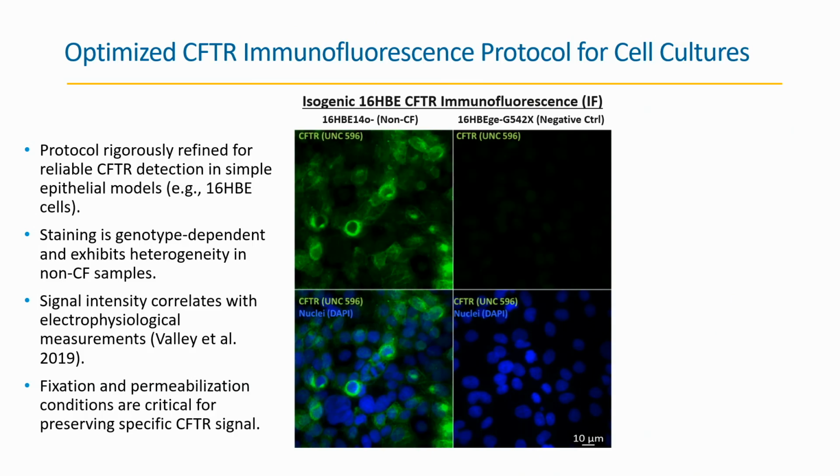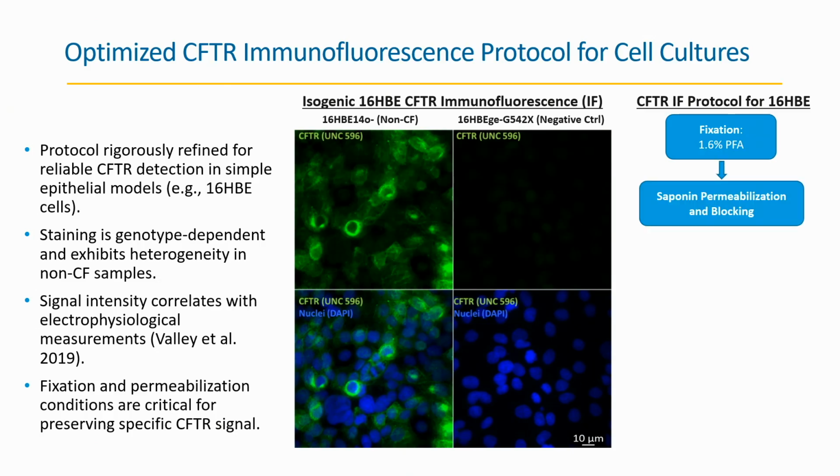To achieve this result here, we first began with a 1.6% paraformaldehyde fixation, followed by a permeabilization with saponin. It's important to note that this differs drastically from the typical histological process of 4% PFA, followed by Triton-X 100 permeabilization. But we found that the combination of these two components here is critical for preserving the CFTR signal. Other reagents may completely ablate the signal. Other reagents may bring up a lot of background. So these two steps are key.